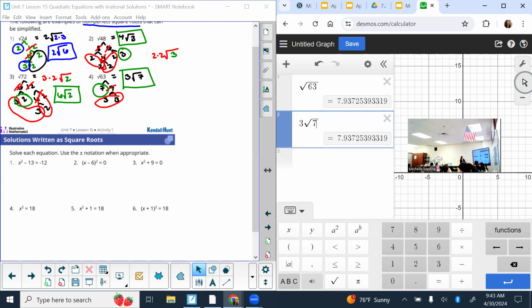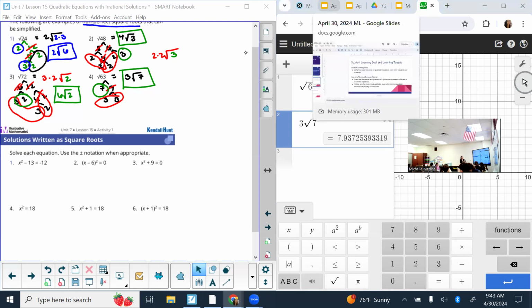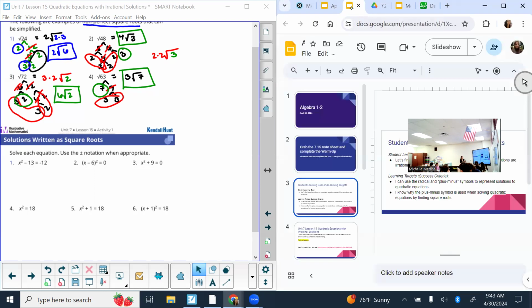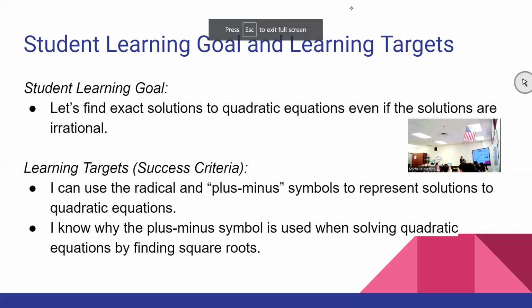All right, so the warm-up helps us to identify our equivalent irrational solutions. That's the goal for today: to find the solutions to quadratics, even if those solutions are irrational. If you think back to the projectile motion, not all the x-intercepts are whole numbers. Some of them are decimals. So this is how we're getting the exact solution. By the end of the lesson, you need to be able to use the radical, the square root symbol, and the plus or minus symbols to represent solutions. And you need to know why it's plus or minus when you use square root.